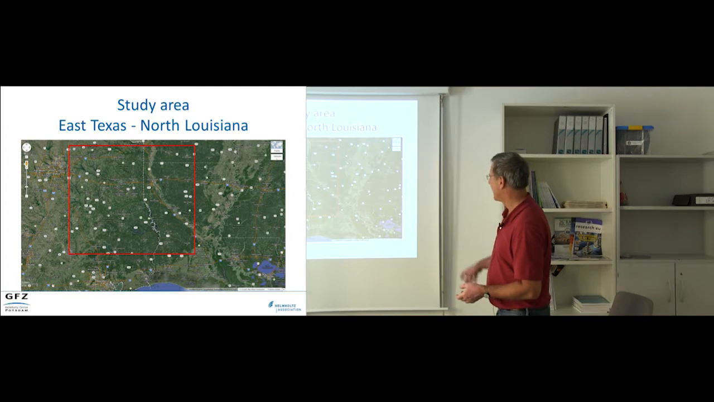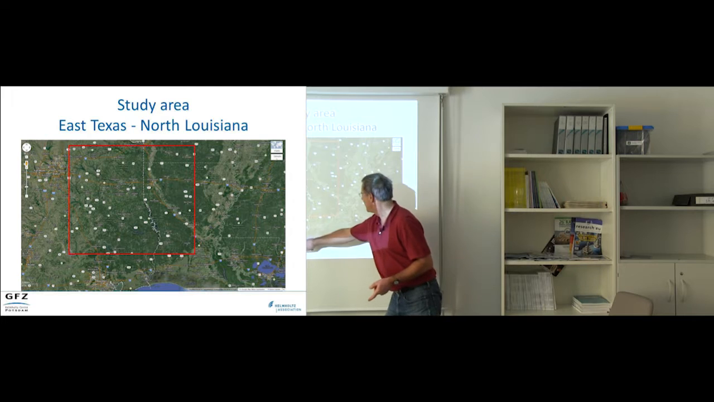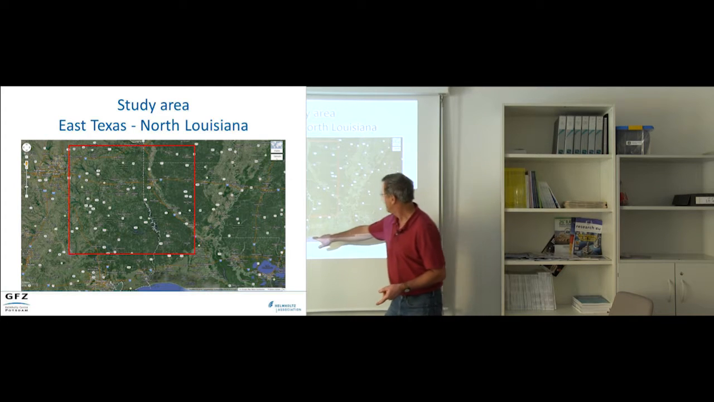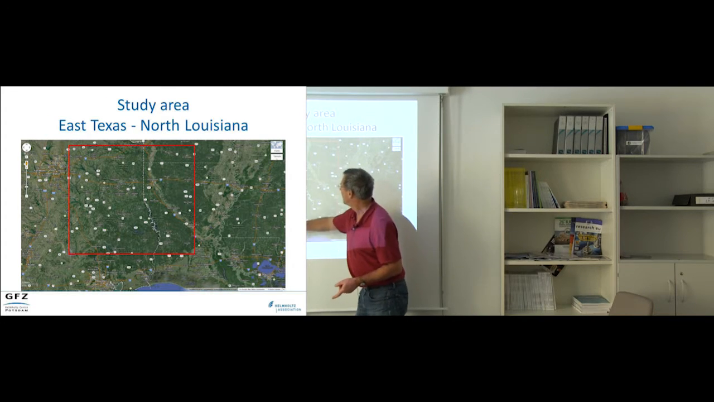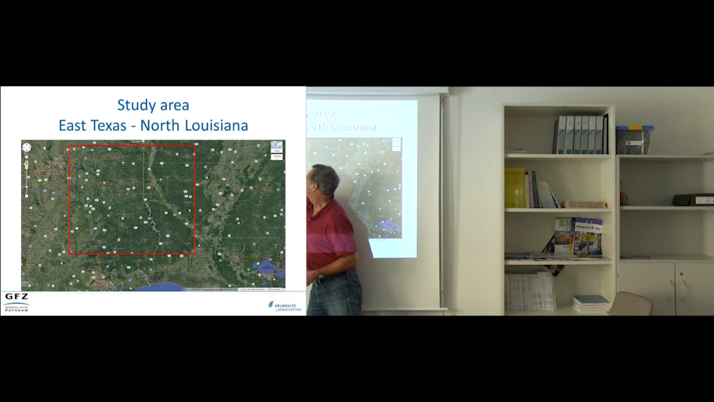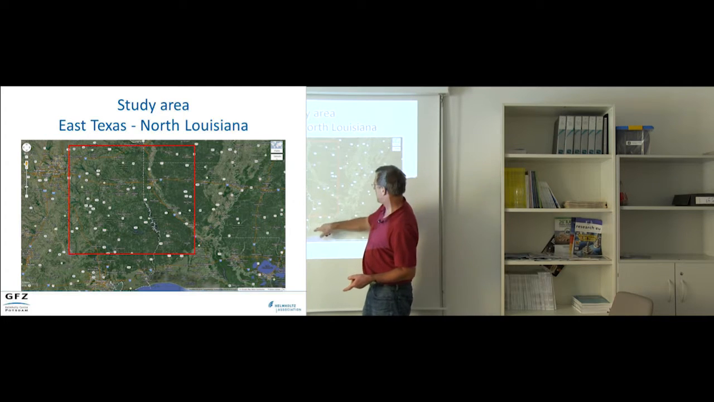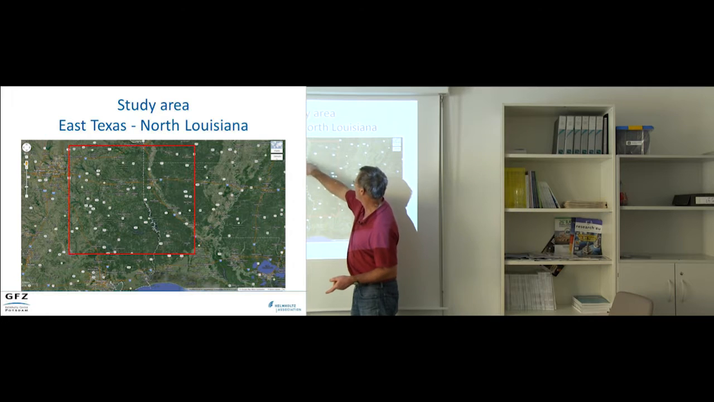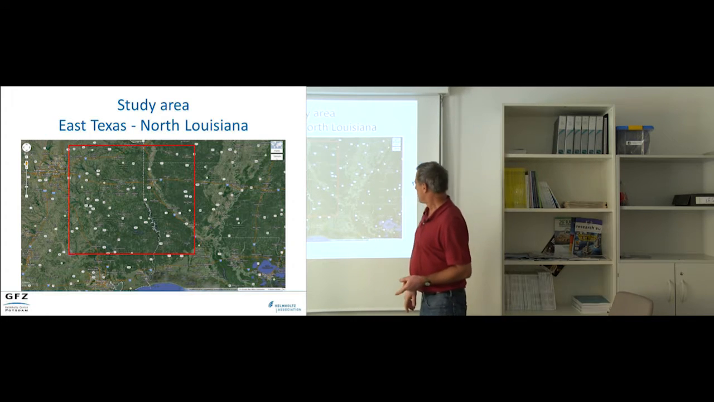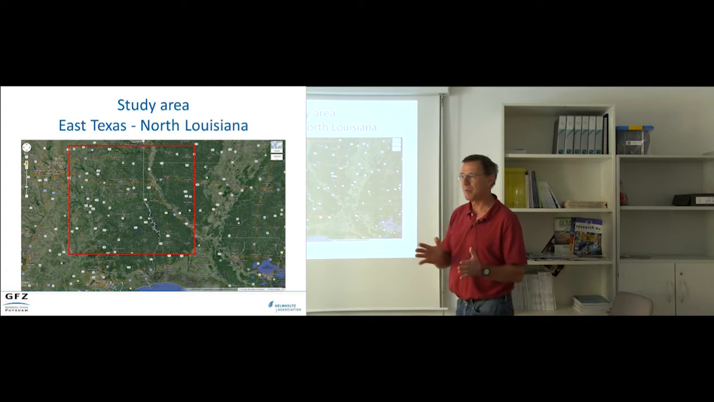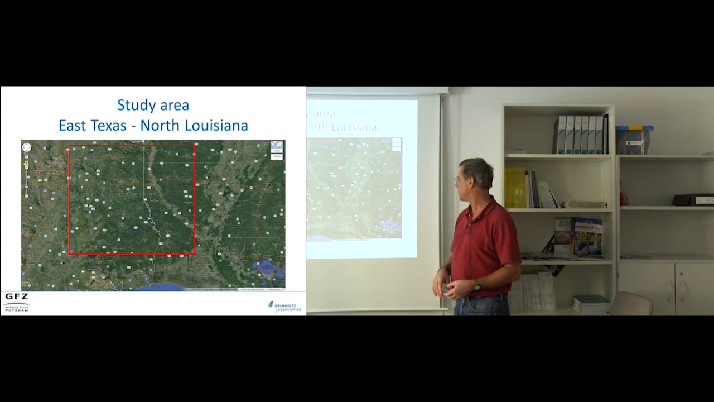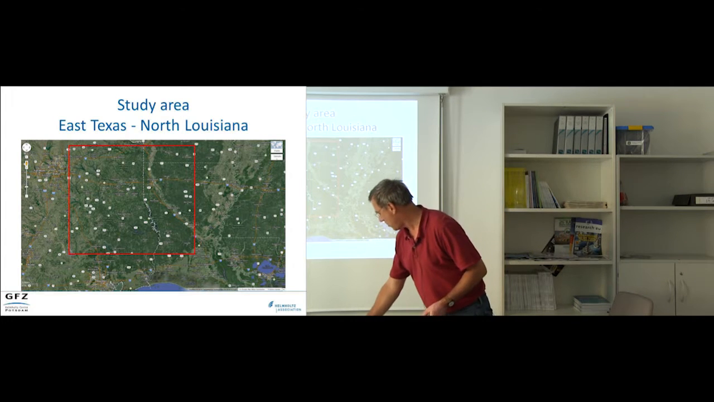So you can see down here the Gulf of Mexico. Here is Houston. Over there is Dallas, Fort Worth. And this is the study area. The white line here in the middle of the image is the boundary between Louisiana and Texas to the west. So you know about where we are.